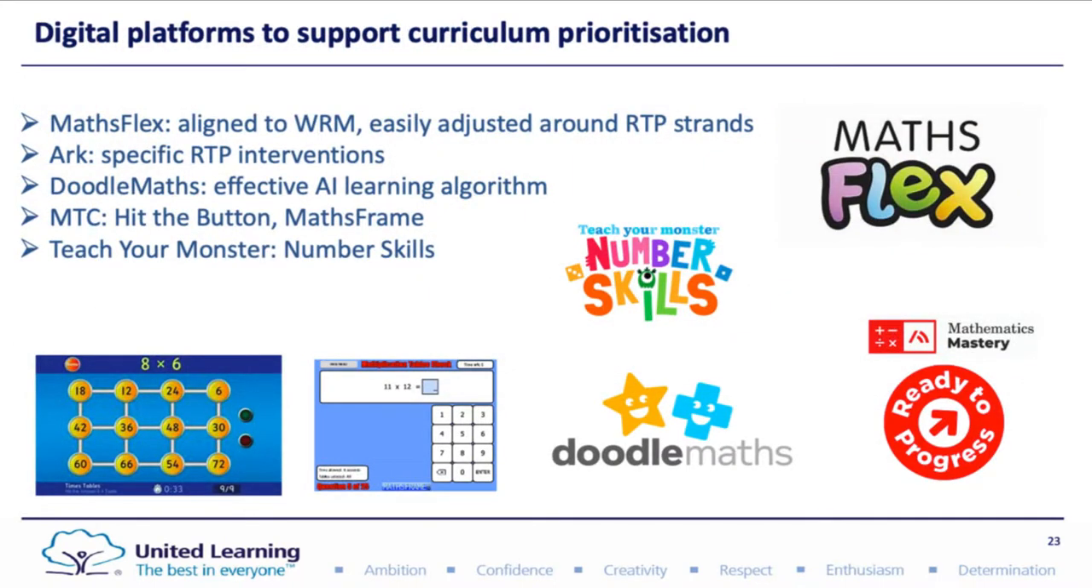And then finally, there are some digital platforms here to give you an idea of different places that you can go for other ways to use different things that align around the RTP strands, but also general maths support through online websites and apps and so on. So Maths Flex, which is aligned to the White Rose Maths and then easily adjusted around the RTP strands. You've got ARC, which has got specific RTP interventions.